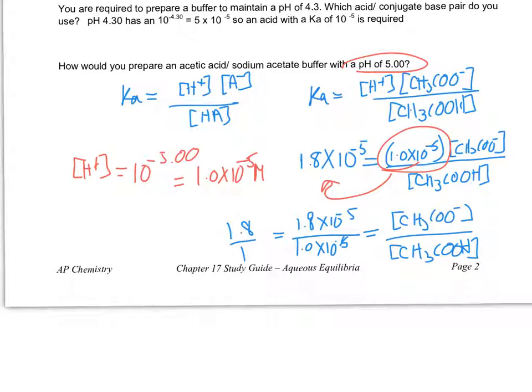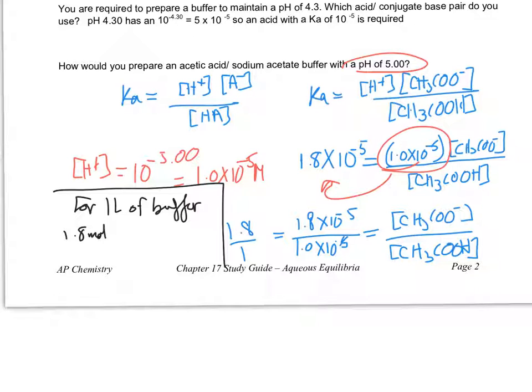So if I say that I want to make 1 liter of my solution, what I would use is I would figure out what 1.8 moles of the sodium acetate is, and I would use 1 mole of the acetic acid. If I mix those together in a 1 liter volumetric flask, I should get a pH of 5.00.